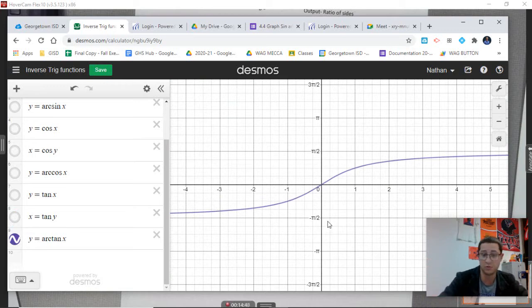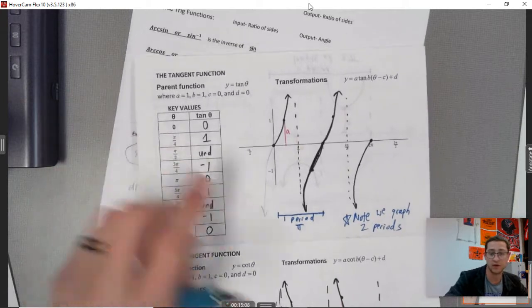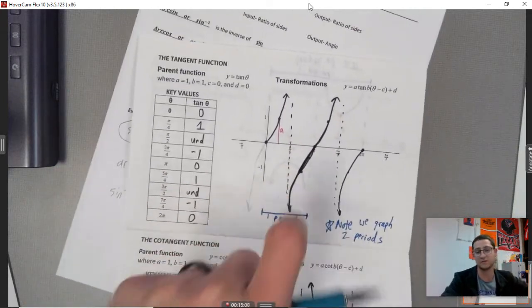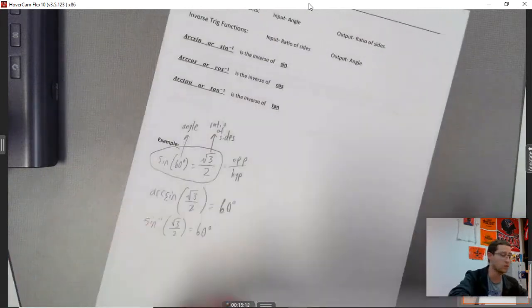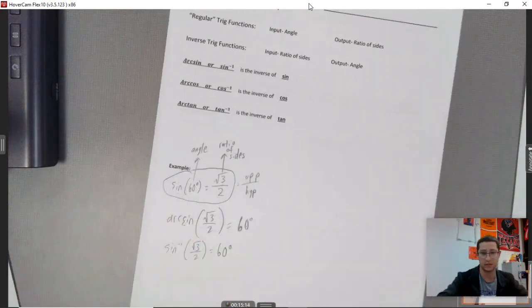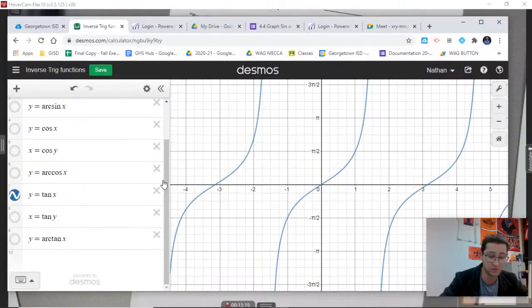Now this one actually has an asymptote, and I'm going to show you that in a sec. It has an asymptote where it does not hit negative pi over 2 or pi over 2, which makes sense because we had that asymptote with tangent as well, where we were graphing that before. As a quick reminder, in here you have the asymptotes. So you still have asymptotes, it's just they're horizontal for your arc tangent, or your tan inverse. Okay, so that's what the pictures look like.